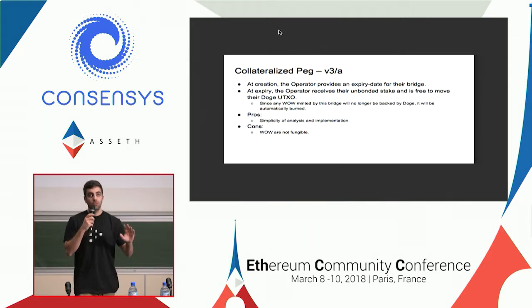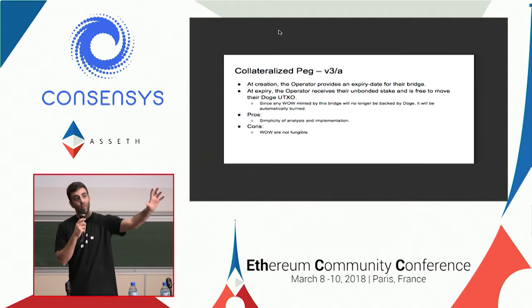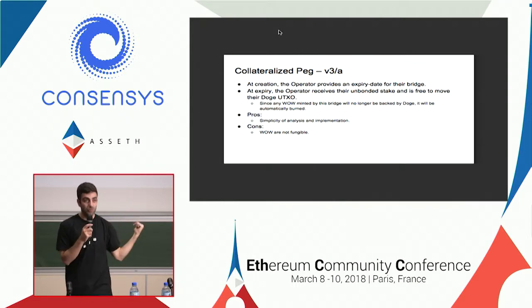Yeah, so they're backed one-to-one with Doge, but the operator is kept honest by their ETH stake. So if the value of Doge increases beyond the exchange rate at which they originally staked, then it makes sense for them to just run away with the Doge.